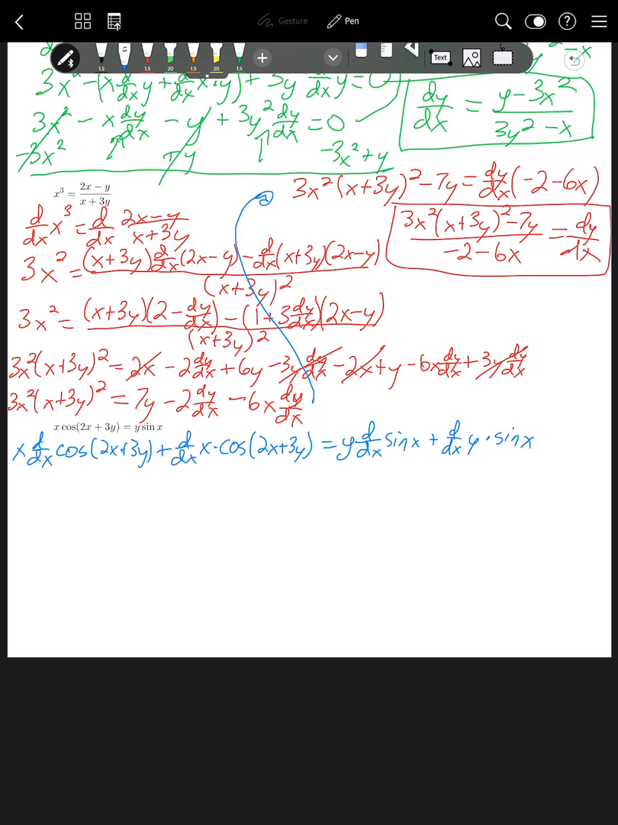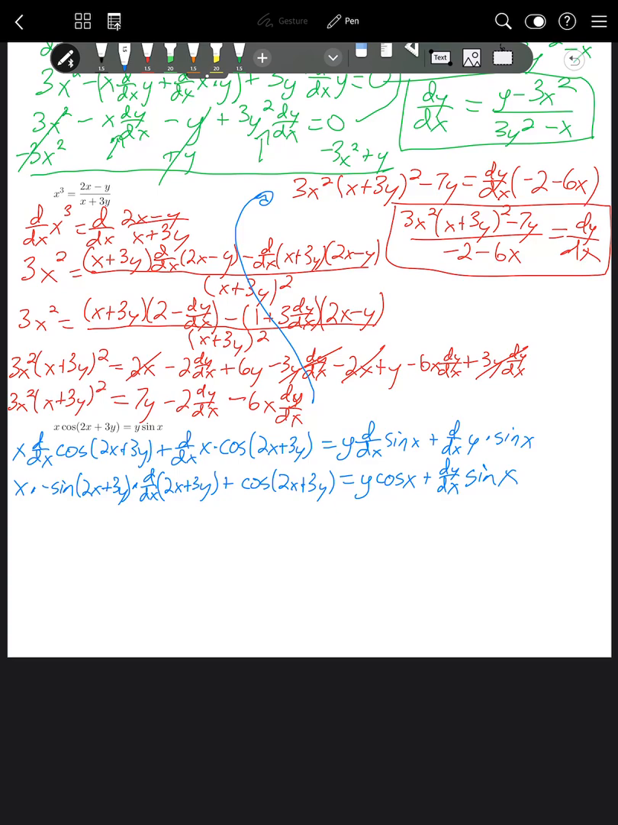Okay. So the derivative of cosine of 2x plus 3y, I have to use the chain rule. The derivative of cosine is negative sine, so negative sine of 2x plus 3y times the derivative of 2x plus 3y, plus the derivative of x is just 1, so that's going to be cosine of 2x plus 3y. On the right-hand side, the derivative of sine is cosine, so this will be y cosine of x, and the derivative of y with respect to x is dy dx, times sine x.